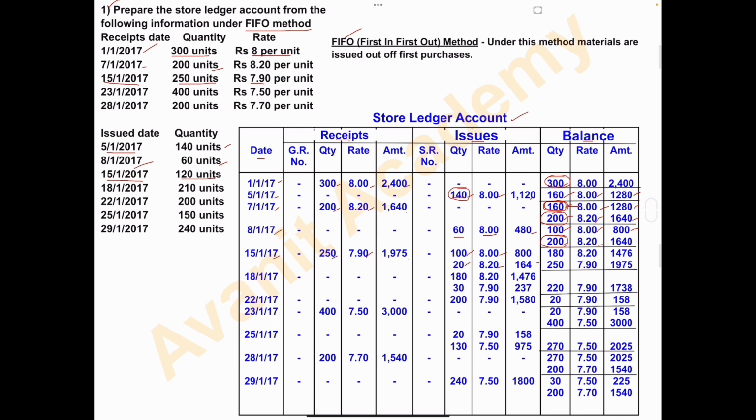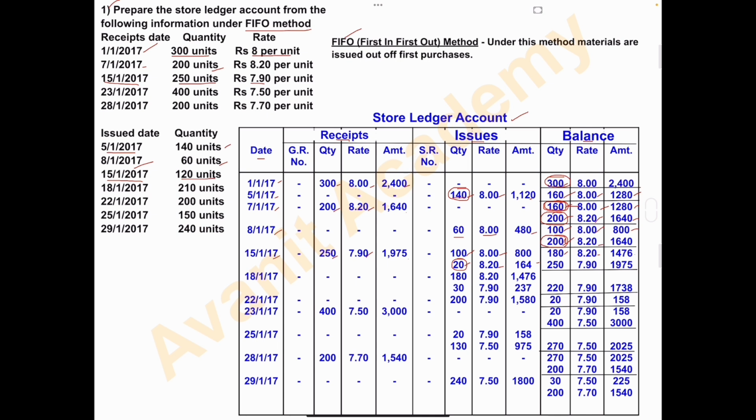I will write the balance. So this 100 we have used. So now leave that 100. From this 200, you can see we have issued 20. So from this 200 bag, we have issued 20 units. So now how many are left? 180. So write here 180 and the rate will be the same 8.20. Multiply this 180 into 8.20 and the amount is 1476.